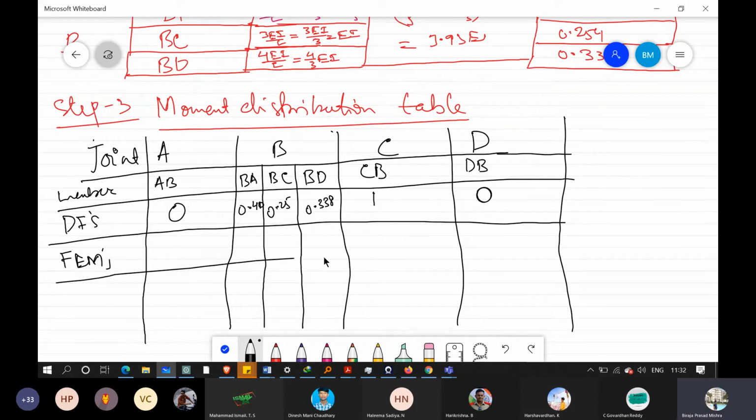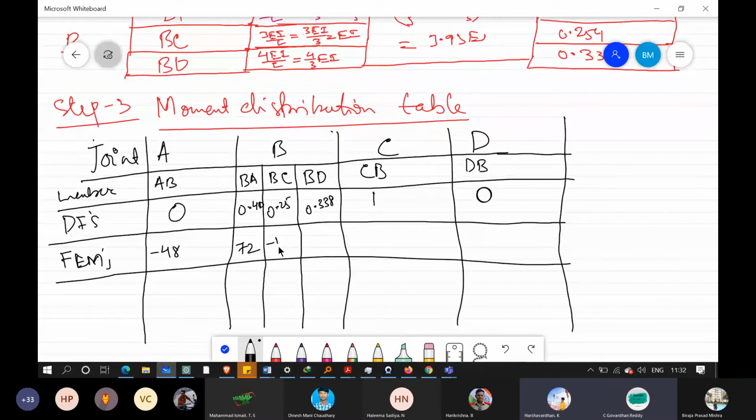Next one is the fixed end moments. Fixed end moment for AB is minus 48. Then what is the fixed end moment for BA? 72. Next one, minus 15 for BC, plus 15 for CB, and BD and DB are 0. Right? Okay.